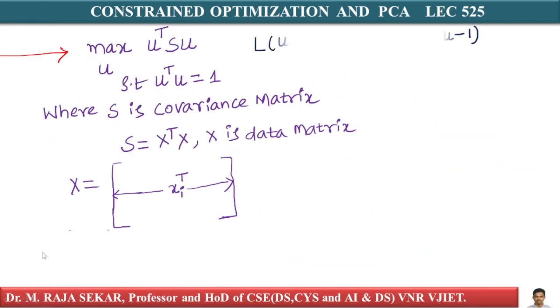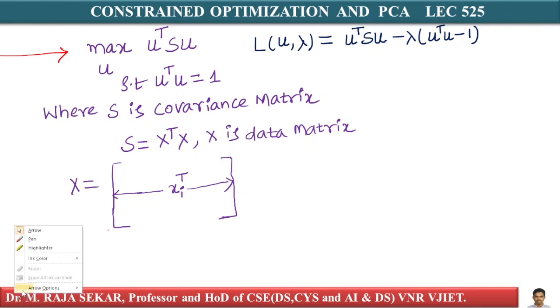Just see, this is the problem. What is my L? I am formulating the Lagrangian. How can I formulate my Lagrangian? We already discussed how to formulate it: u transpose S u minus lambda into u transpose u minus 1. Now, what is this S? S is the covariance matrix. Now given this problem, let's write the Lagrangian. I already discussed it, isn't it?